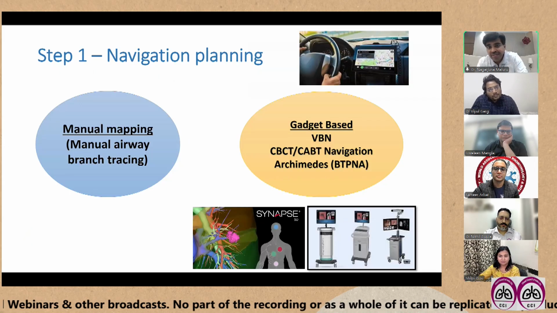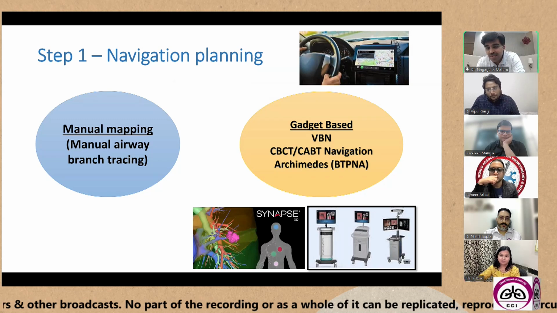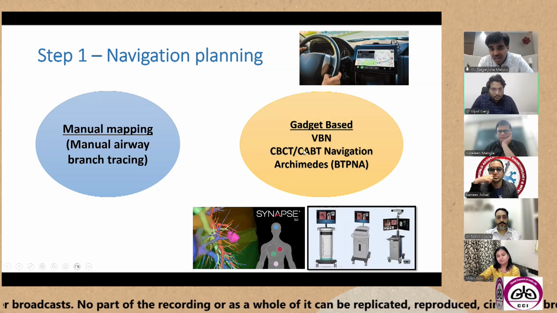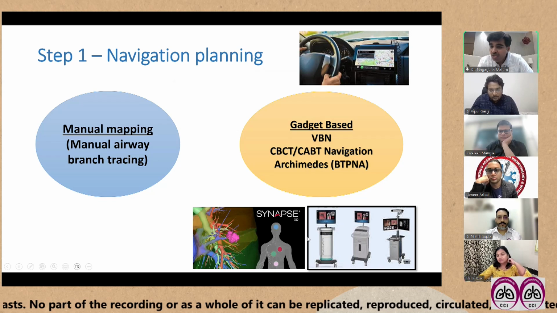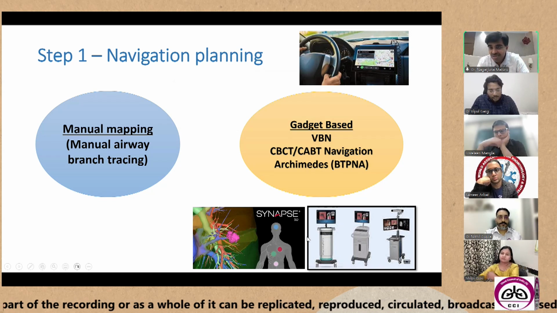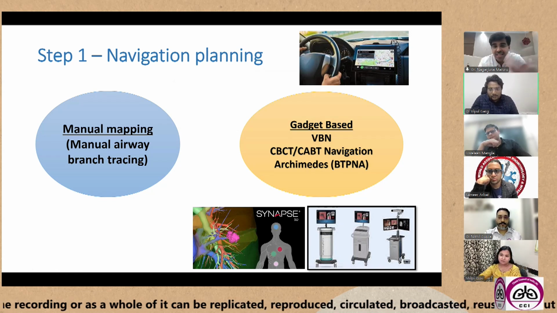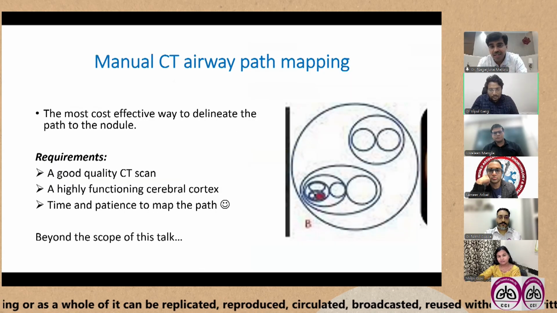So in India, we now have two VBNs. One is LungPoint by Broncus, and Synapse by Fuji. Both of them are exactly like Google Maps. So yes, they take the CT, they give the path, and then you follow the path.